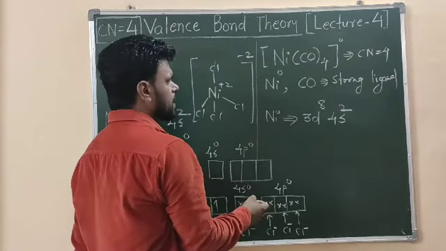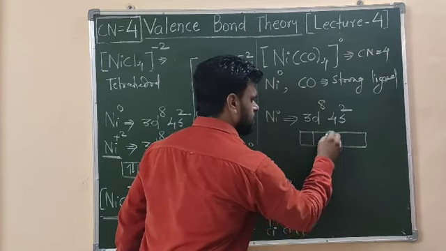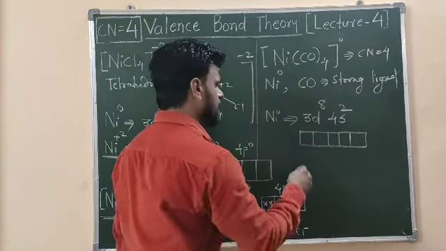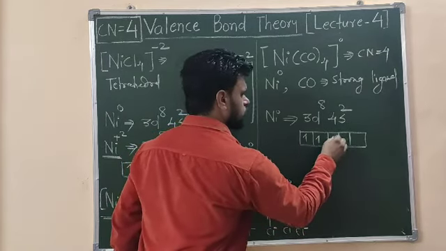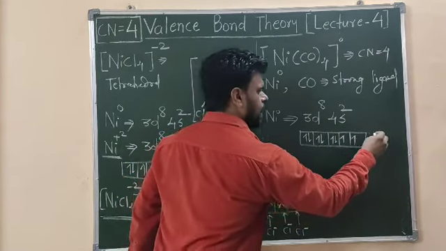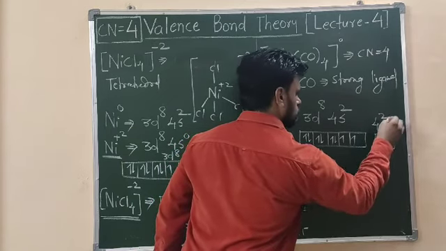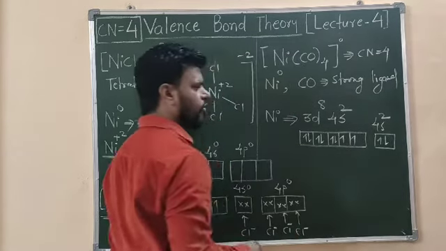Now let's write down the electronic configuration of this one. We have a d8 system, so 1, 2, 3, 4, 5, this is 6, this is 7, this is 8, and we have now 4s2. Right? This is 4s2.